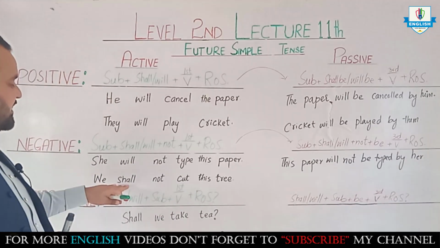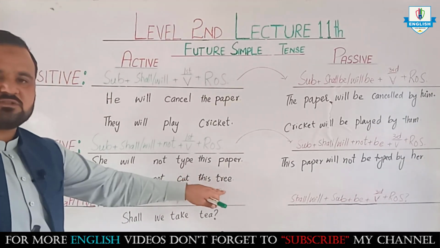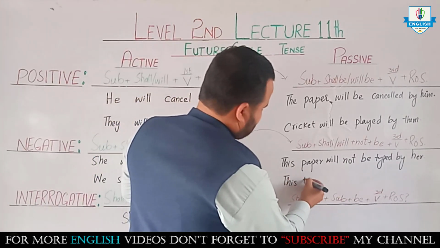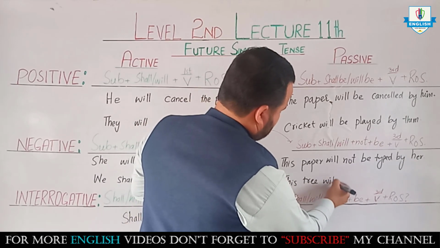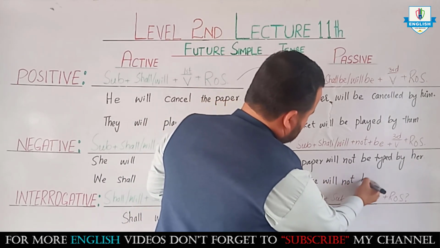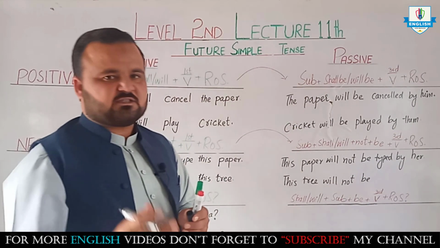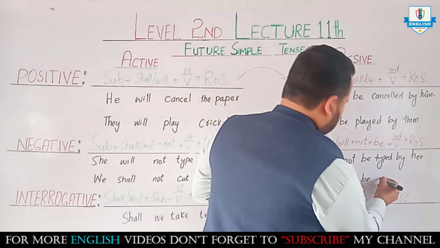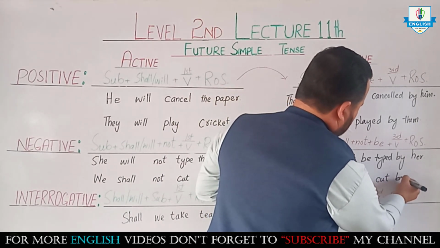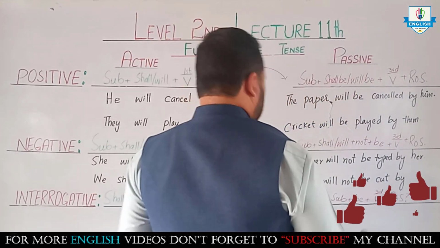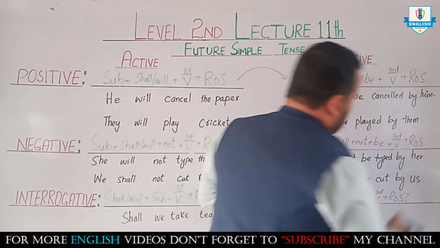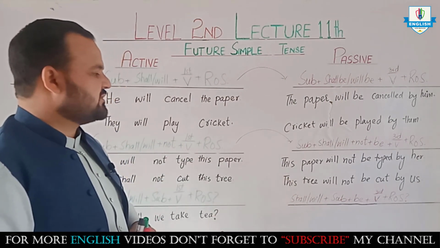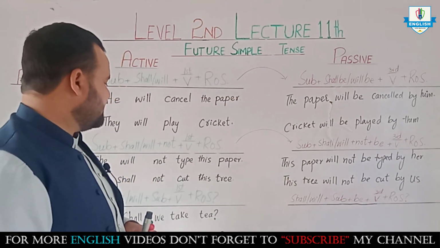Second sentence, we shall not cut this tree. This tree will not be cut. So the three forms are the same, cut. By specific agent, we change to us. Us is the objective case of we. This tree will not be cut by us.